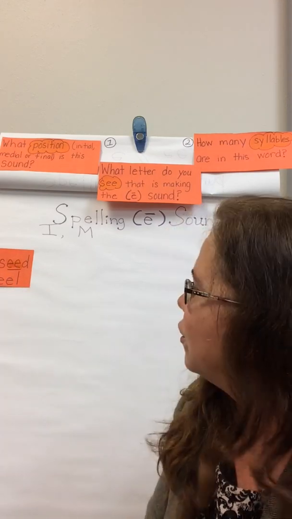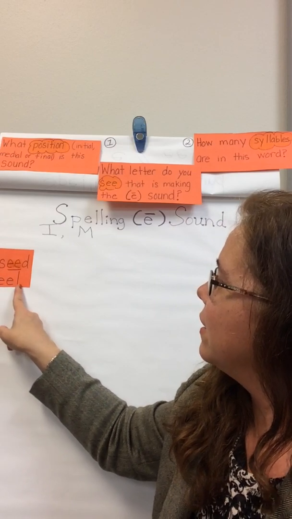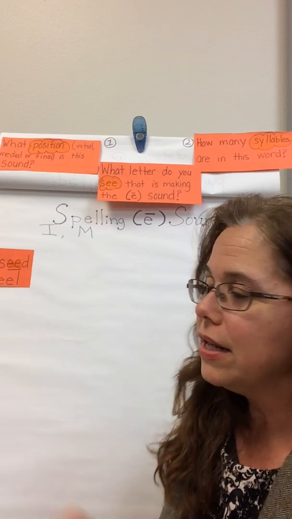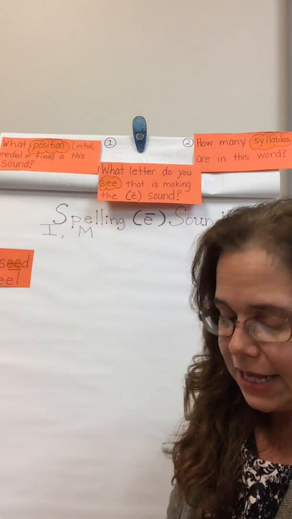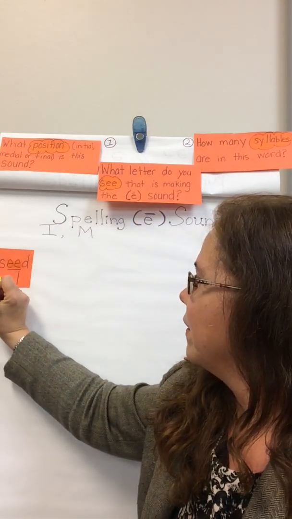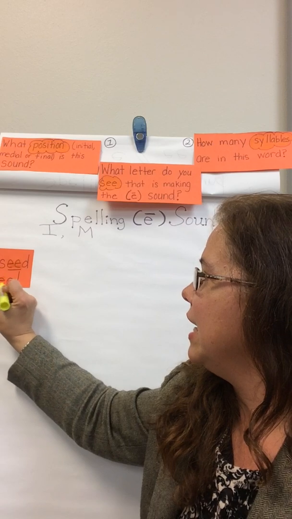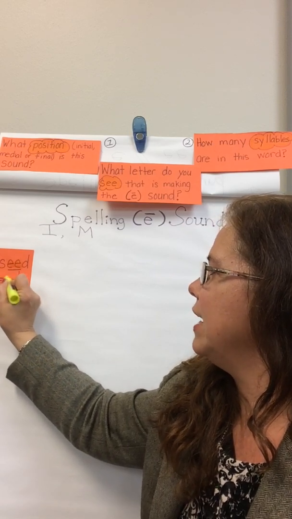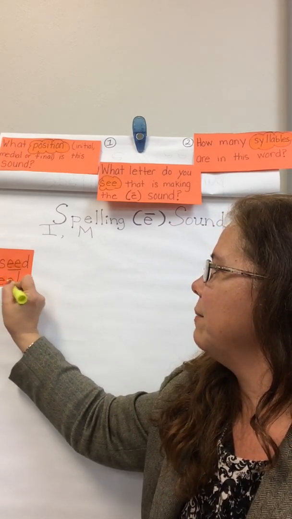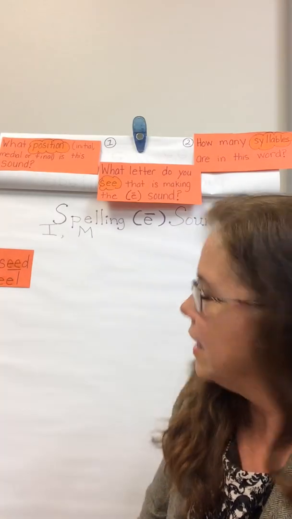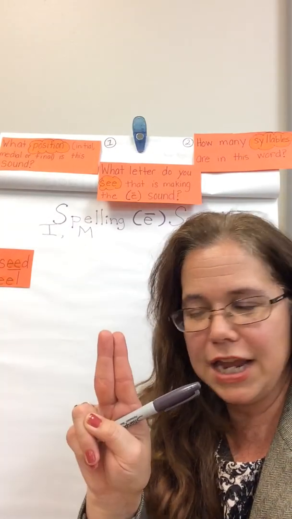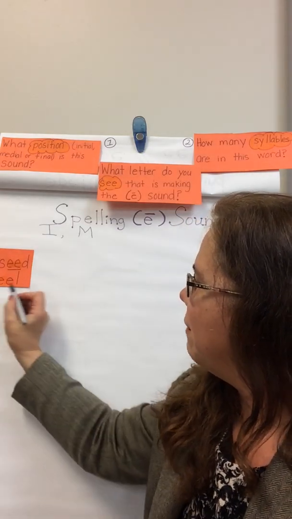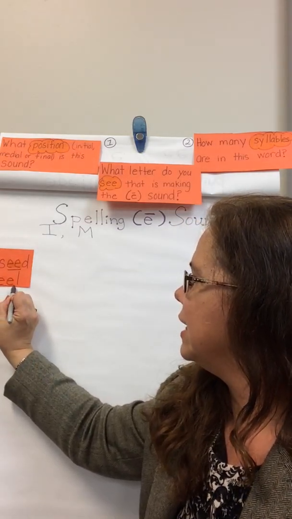Let's look at the next word. Eel. What is making the E sound? What do you see making the E sound? Correct, it's digraph E, E. Let me highlight digraph E, E. You may not be able to see it too clearly, but I've highlighted it. A digraph is when two letters come together to make one sound. I'm going to underline them so they stay together.